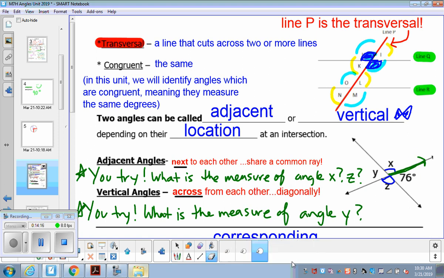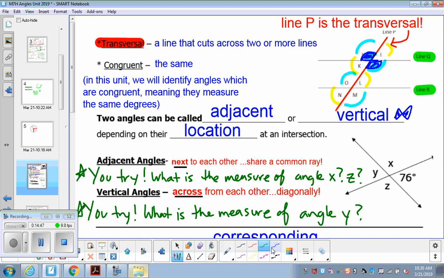All right, so now for the you try questions. What do you notice about angle X compared to angle Z? Angle X and angle Z are going to be the same as each other. They're both that same obtuse angle, kind of like up here. These two would be the same. Angle I and angle K are congruent. They're both acute, and they're congruent. Vertical angles are congruent.